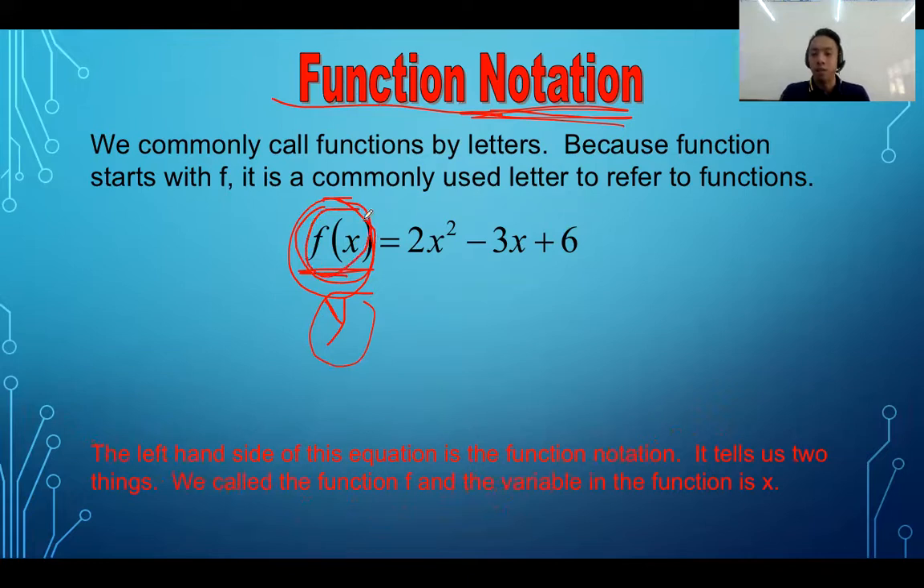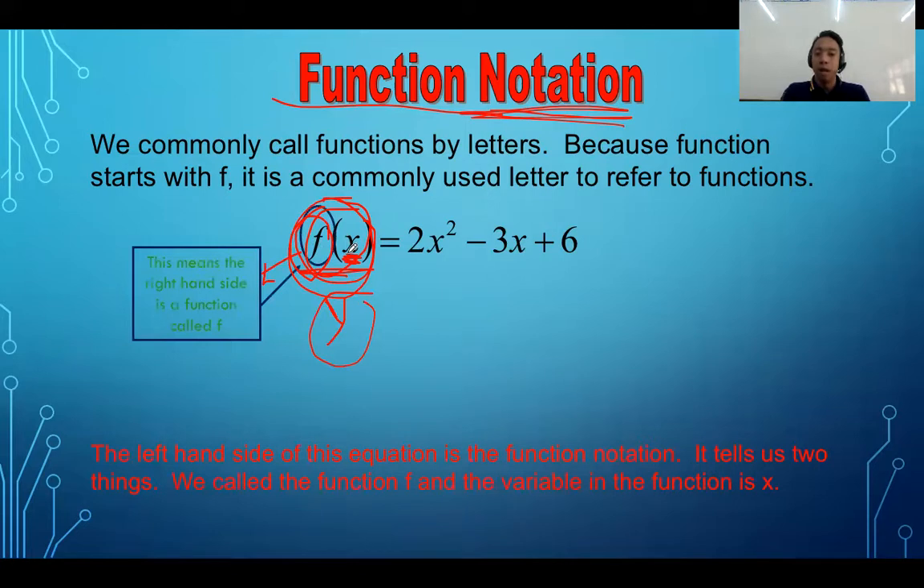It tells us two things. The first one is we call the f as function. So in short, f is the function. And the variable in the function is x. When we say variable, we can change this into numbers. Later on, you can understand more about this if we move on to the next one.